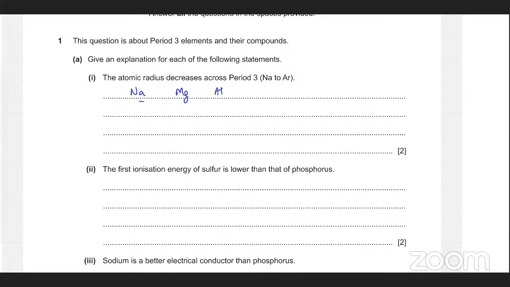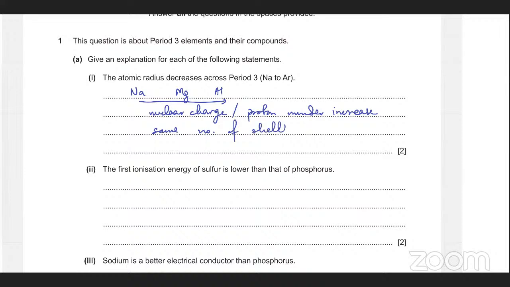So what happens when you go to the right? You've got more protons, so nuclear charge or proton numbers increase. And they have the same number of shells, which means they're going to have the same shielding. So hence there's going to be more attraction for outer electrons.